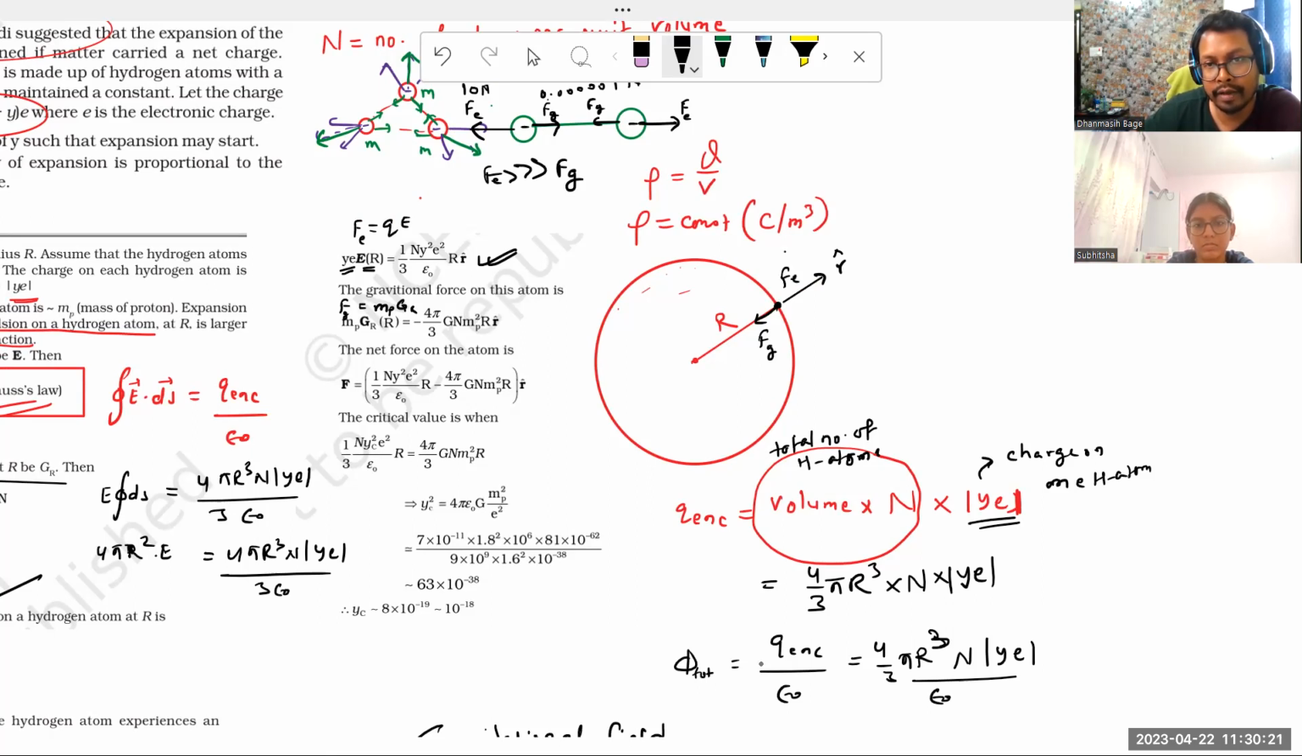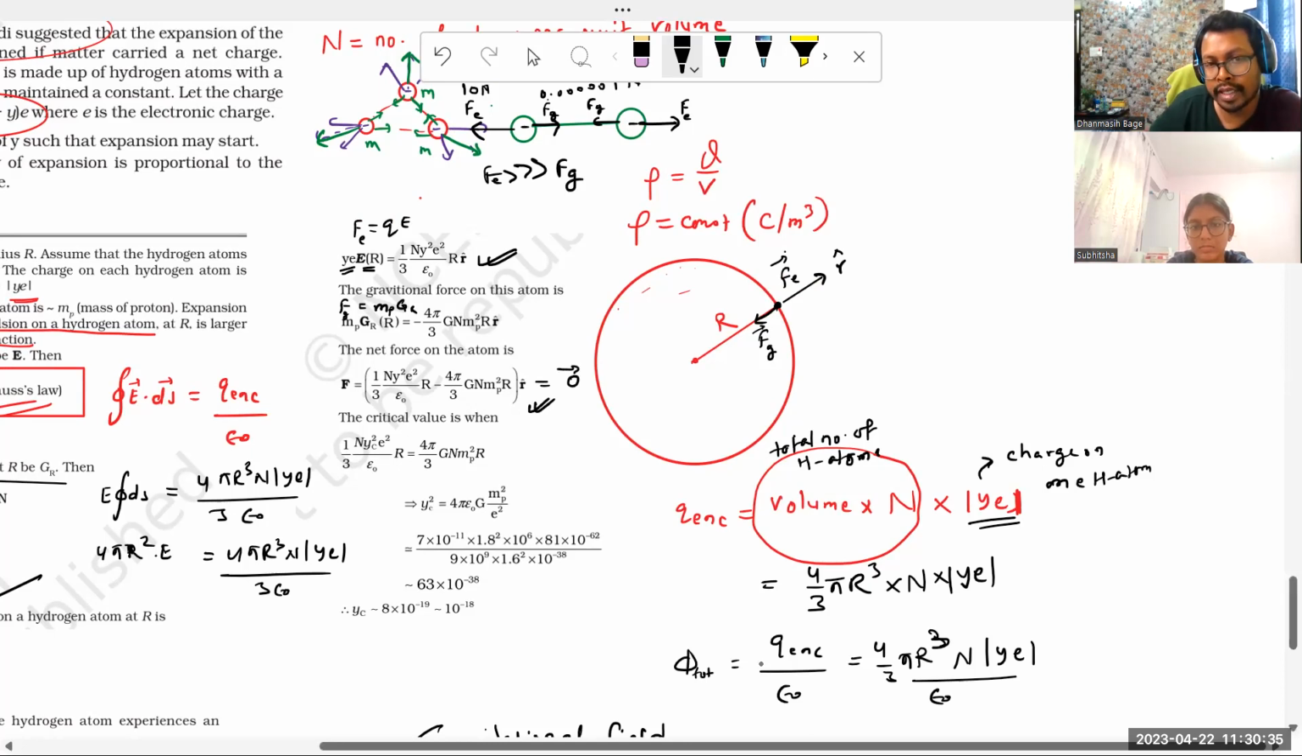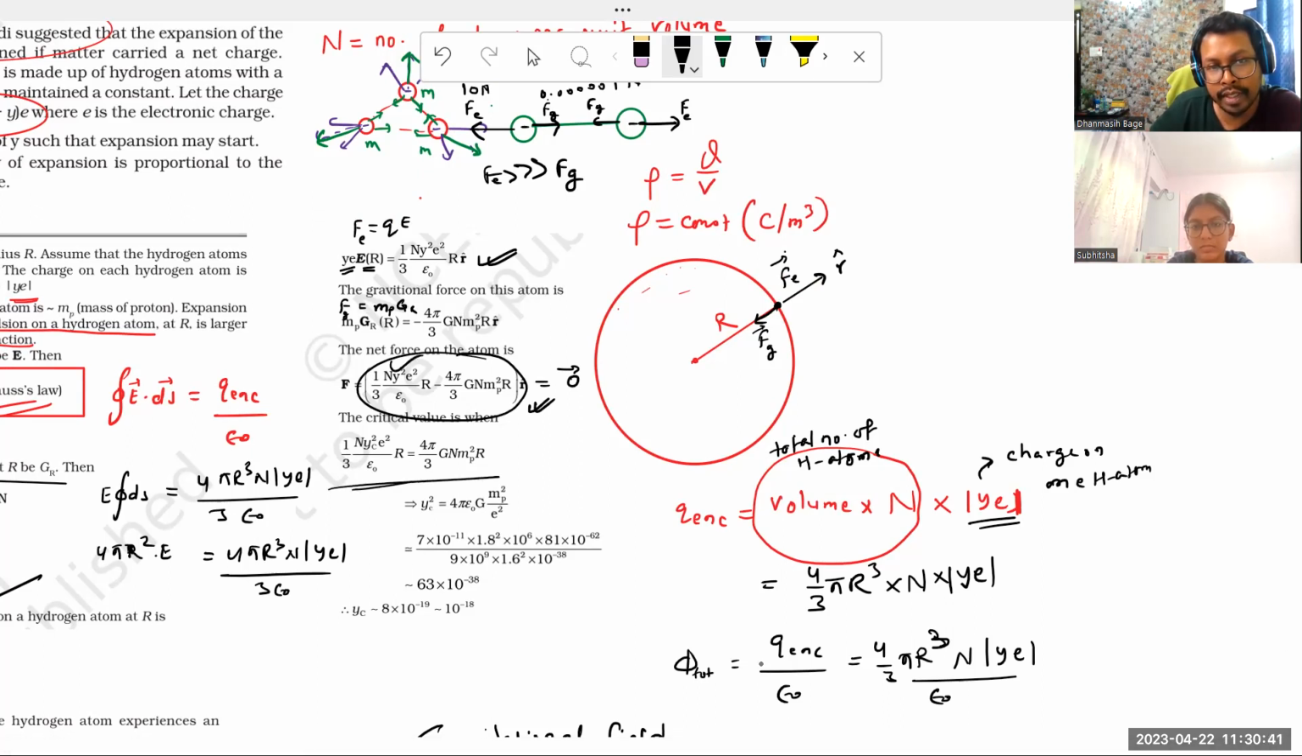Fg, Fe. So which will overcome? Fe is greater than this thing. So the net force acting will be in this direction. They are in the opposite direction, right? And for that, this must be equal to zero vector. This can be zero if this entire term comes out to be zero. When this comes out to be zero, then these two terms will be equal, and that is at the critical value. What is the critical value now? That will be the critical value at which the net force is equal to zero.